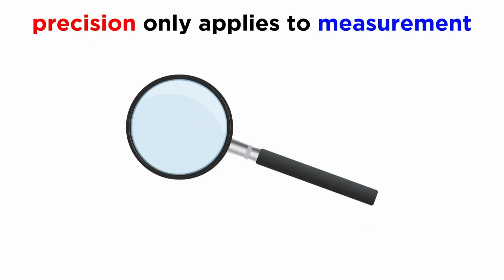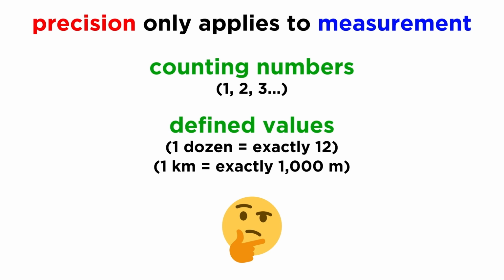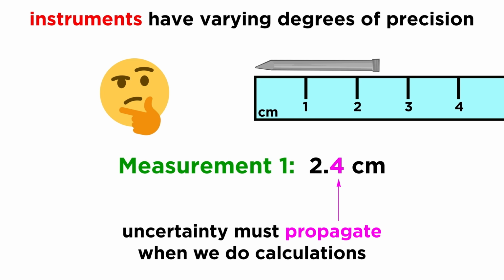But this concept only applies to measurement. Counting numbers and defined values have infinite precision, like the way there are exactly 12 in a dozen, or exactly 1,000 meters in a kilometer, with no uncertainty of any kind. The precision of measurements will affect the way we do calculations with our data, but these infinitely precise values will not. This is because any uncertainty associated with a certain value must propagate appropriately when doing calculations with that value, and we will learn about this process when we learn about significant figures.